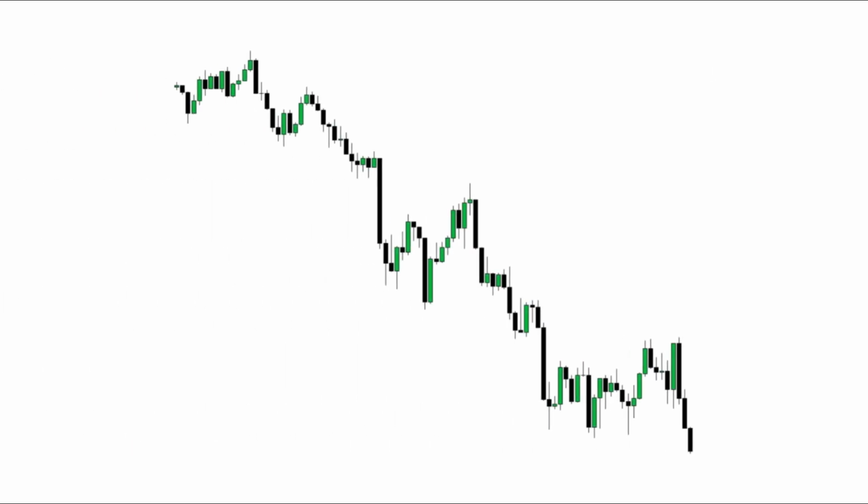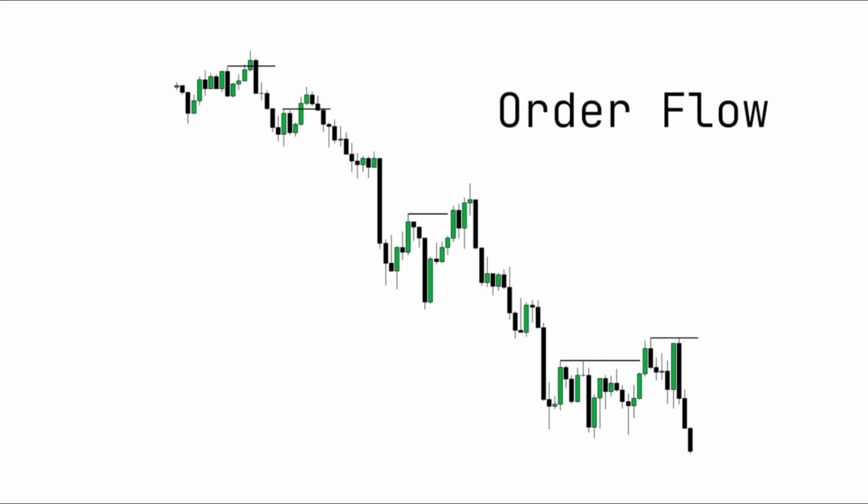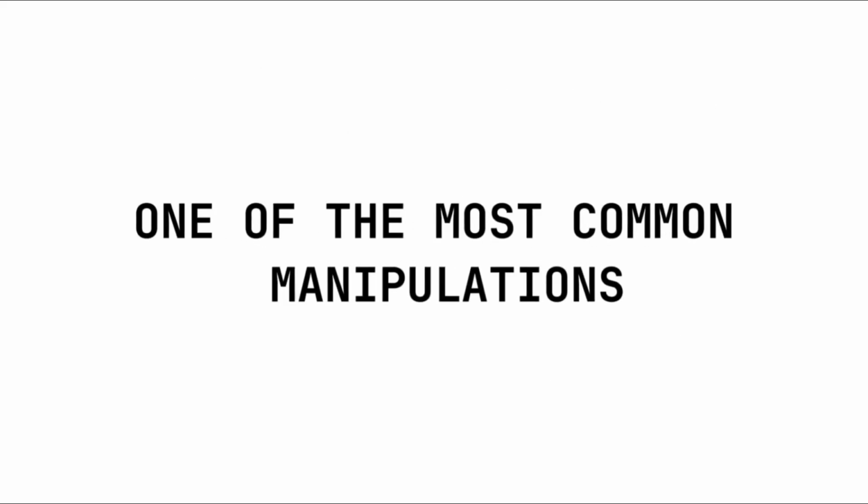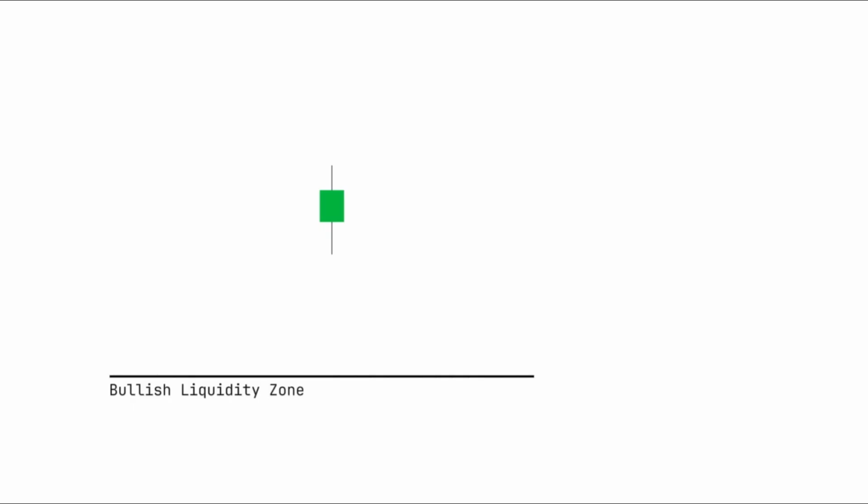The same situation applies here. Every time the price moves further down, it performs a liquidity raid on fractal highs. This allows larger players to open their short positions using counter liquidity, which in this case is buy orders. This type of movement is also called order flow. Now that we understand how liquidity zones work, let's look at one of the most common manipulations that form in the market. It looks like this.